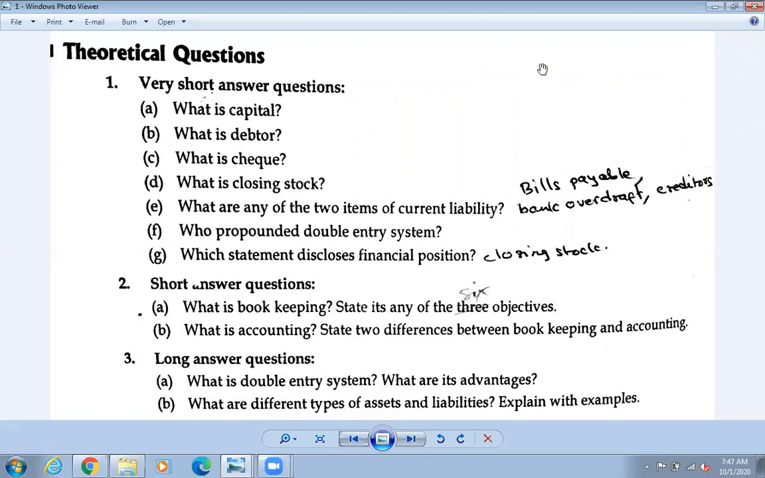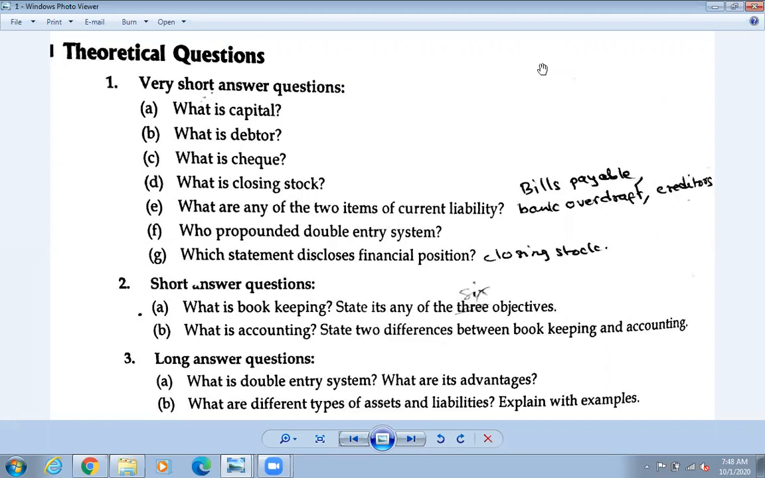Today we are going to continue our account section, the first chapter. A few questions are left from your book. Let me check the page number. Page number 8. There are some questions on page 8. Most of the questions we have already done. What is capital? We have done it.